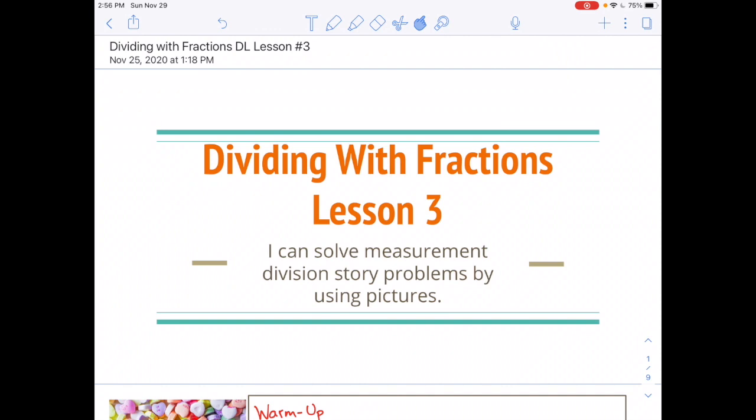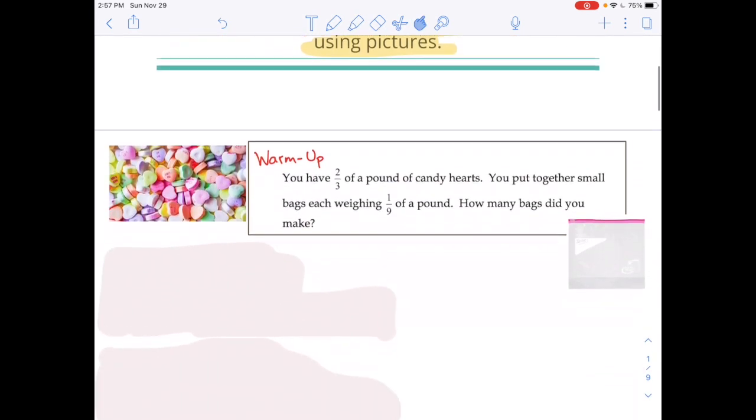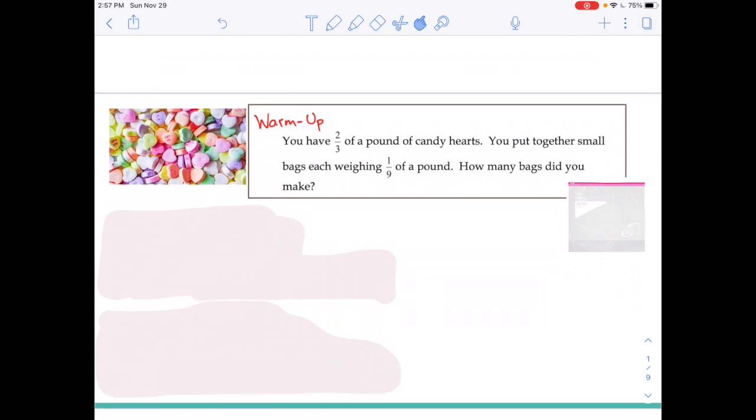Today we are going to start our third lesson on dividing with fractions, and our I can statement is here in the middle. I can solve measurement division story problems by using pictures. This is what we've been working on, but today our answer is going to look a little different than it has in the past. So let's do a warm-up because it was a long weekend.